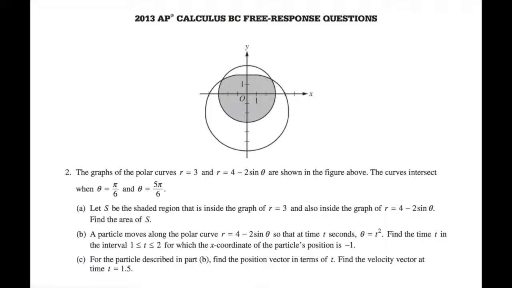And since this is a calculator problem, if you don't know which one is r equals 3 and r equals 4 minus 2 sine of theta, you can always plug that in to your calculator. But since it's polar, you know that r equals 3 is going to make a perfect circle, and r equals 4 minus 2 sine of theta is going to be the imperfect circle. And then they want you to find the area in between for the first part.